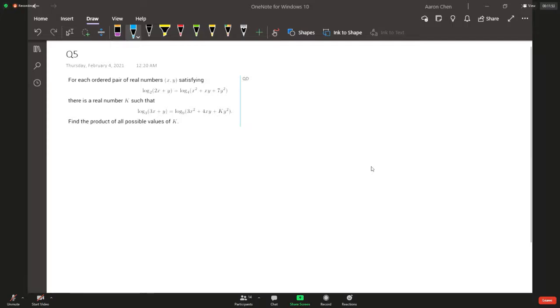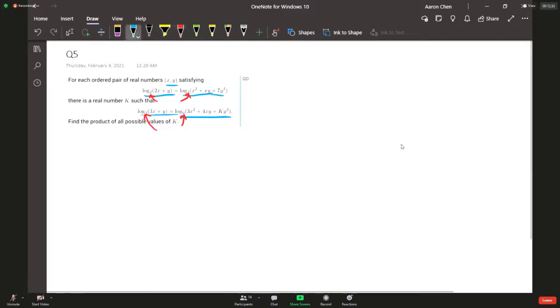In the problem, for each ordered pair of real numbers x and y such that log base 2 of 2x plus y equals log base 4 of x squared plus xy plus 7y squared, there is a real k such that log base 3 of 3x plus y equals log base 9 of 3x squared plus 4xy plus ky squared. Something important that we should see is if we look at the bases, the one on the right is always the square of the number on the left.